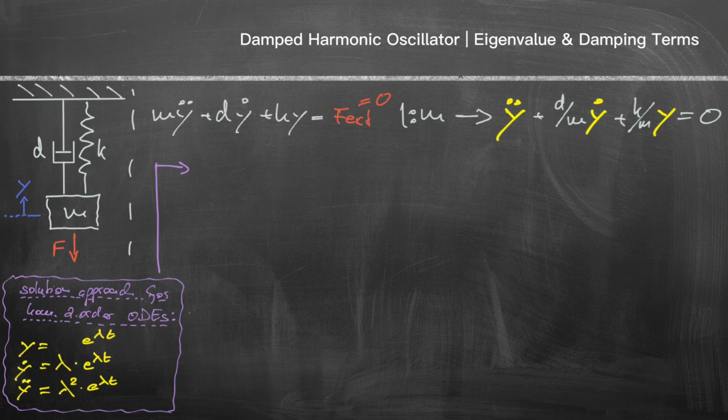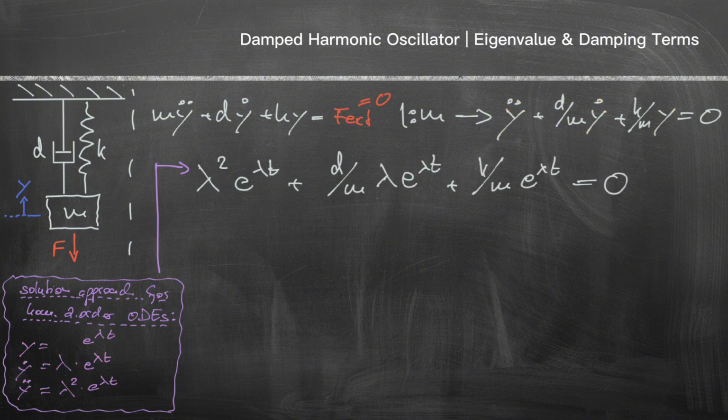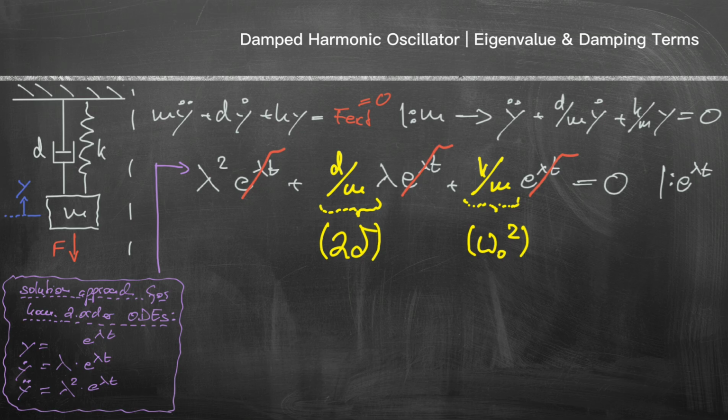again insert this ansatz together with its derivatives into our homogeneous equation, we obtain the following relation. As before, we cancel the factor e to the power of lambda t, and in this step we also substitute the prefactors of the damping and stiffness terms. By substituting d over m with 2 delta and k over m with omega 0 squared, the characteristic eigenvalue equation results as lambda squared plus 2 times delta times lambda plus omega 0 squared is equal to 0. This is the starting point for our eigenvalue solution.